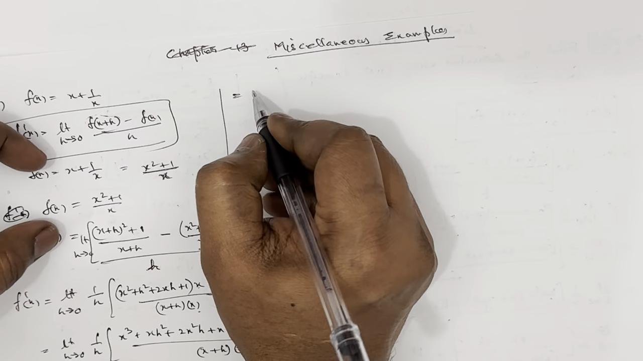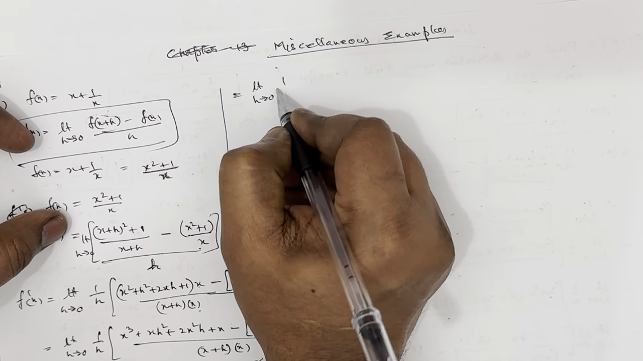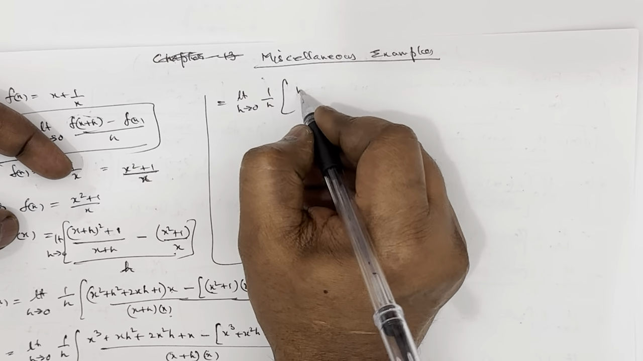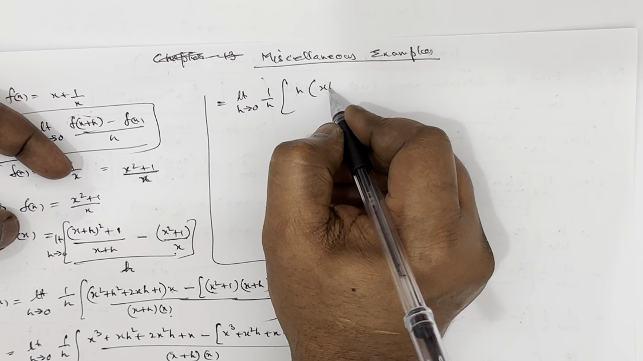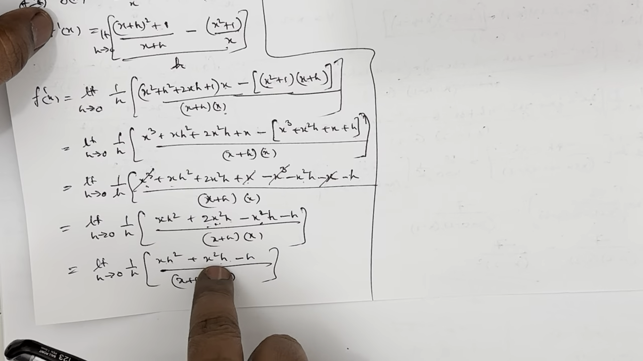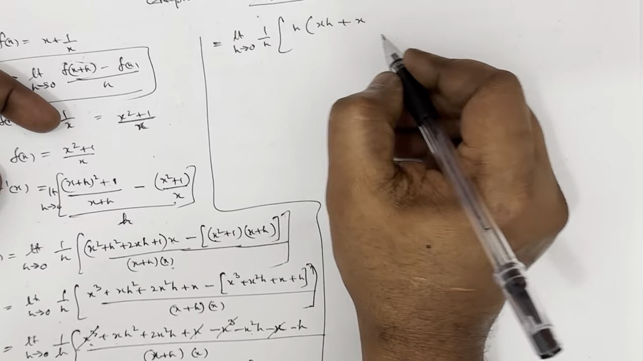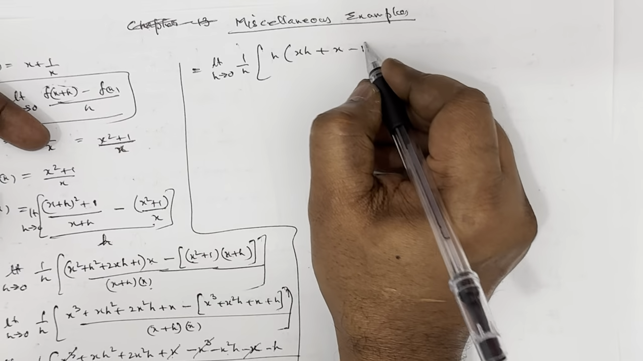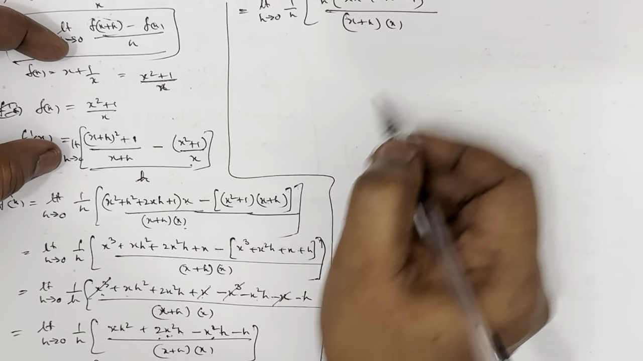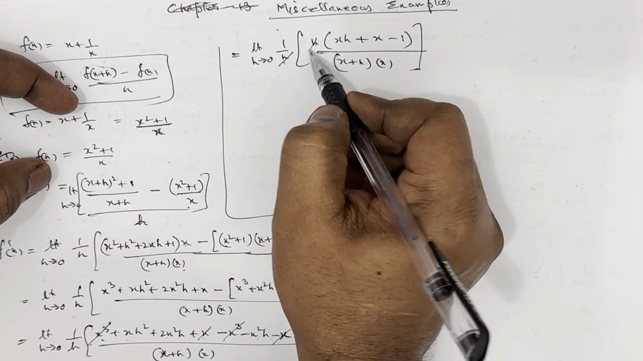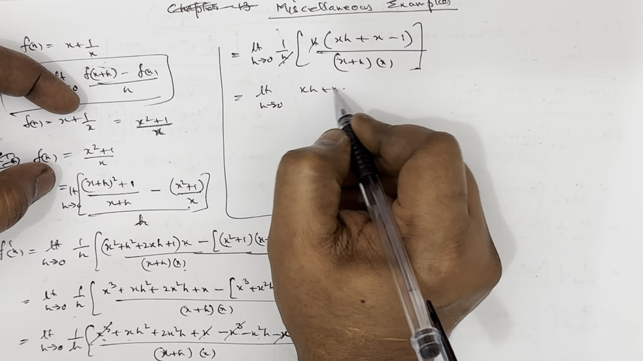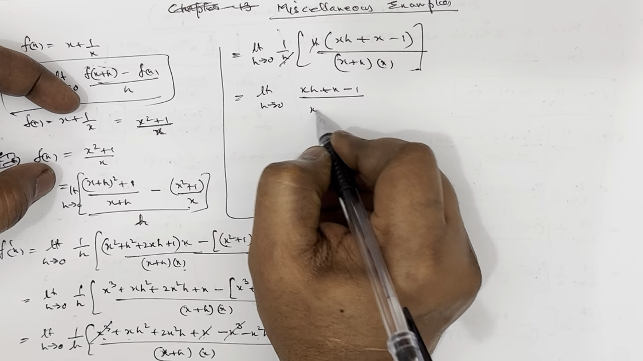we'll write it here, limit h tends to 0, 1 upon h. So if you take h common, it will be x h plus x square, and h goes out, minus 1, upon x plus h multiplied by x. Now you see this h and this h goes, so it becomes limit h tends to 0, xh plus x minus 1 upon x plus h.